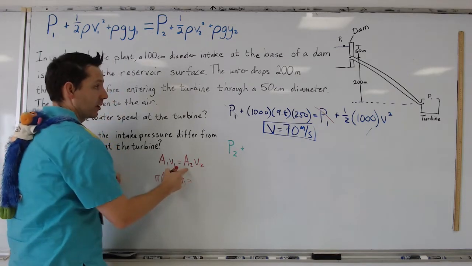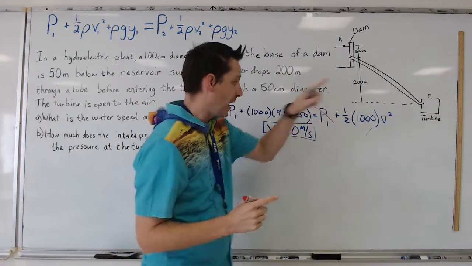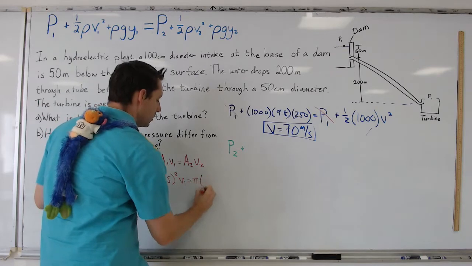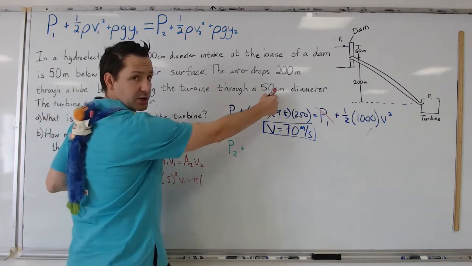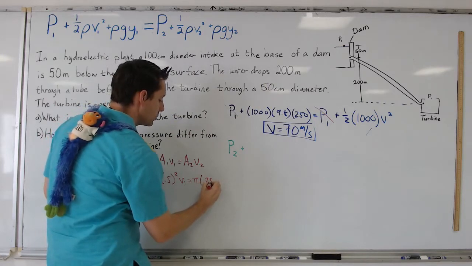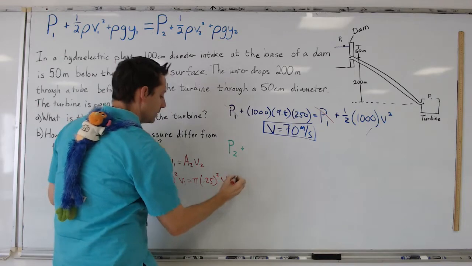is equal to area 2, which would be down here because I know the velocity there. That's what I just found. And so I'll put that in. So it'll be pi. The diameter was 50 centimeters. That's 0.5 meters. So the radius is 0.25. So 0.25 squared, and then times V2.